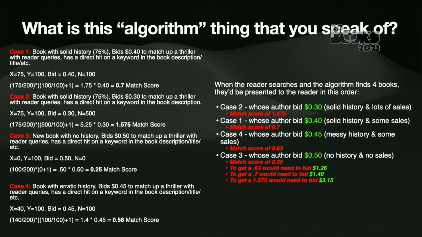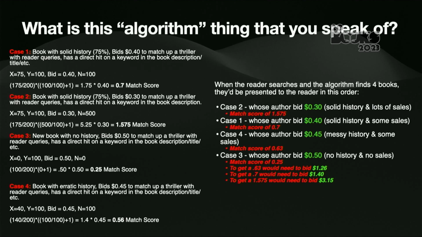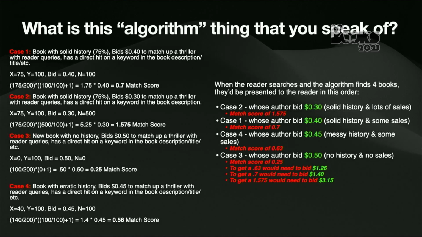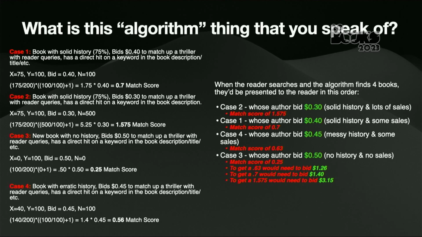So, case 1, 2, 3, 4. And I used a couple of examples that I think are indicative of what I'm talking about. So a book with a solid history has sales. Bids 40 cents. So the person who wrote the marketing campaign bid 40 cents to match up. He's bidding on thrillers, let's say. Ultimately there's a direct hit on a keyword in the book description. You've described yourself as a thriller. And so you come up with some magic match score, 0.7. Okay, and that cost you a 40-cent click.